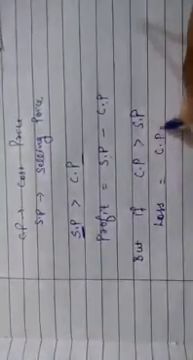Sometimes, if SP is greater than CP, if selling price is greater than cost price, then we are having profit. Profit is how to find? SP minus CP, means selling price minus cost price. But if CP is greater than SP, then we are having loss, that is CP minus SP. Profit is SP minus CP and loss is CP minus SP.